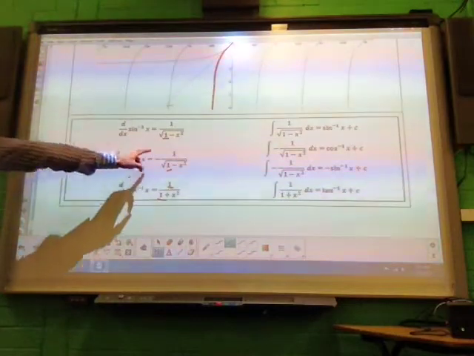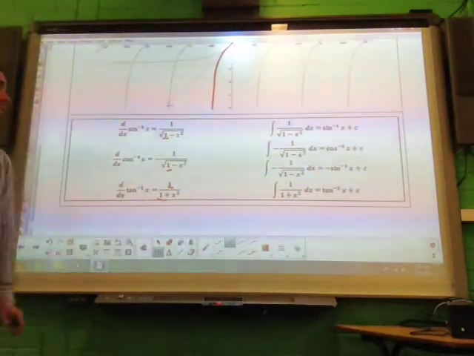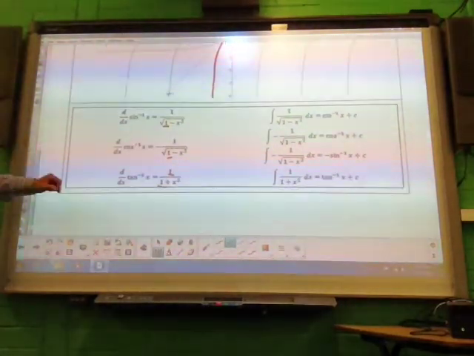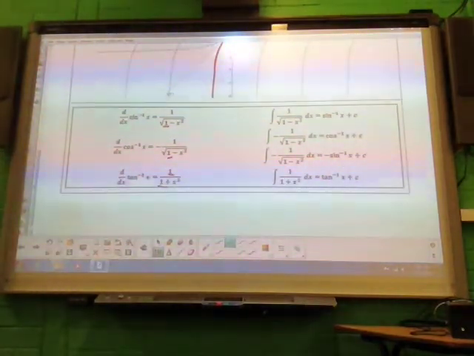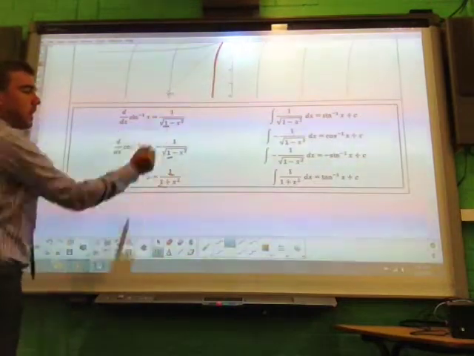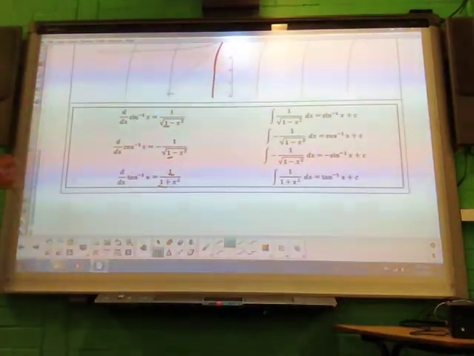Differentiate cos inverse of x, and you get negative 1 over the square root of 1 take away x squared. Differentiate tan inverse of x, and you get 1 over 1 plus x squared. So if you integrate each of these respective three things, you get back to your original function. That's the definition of integration.